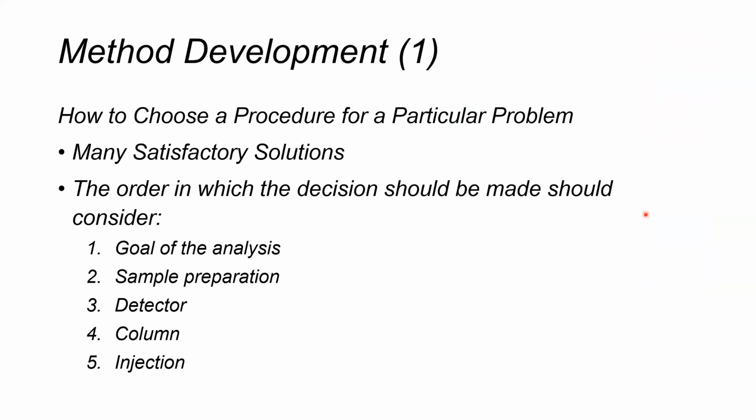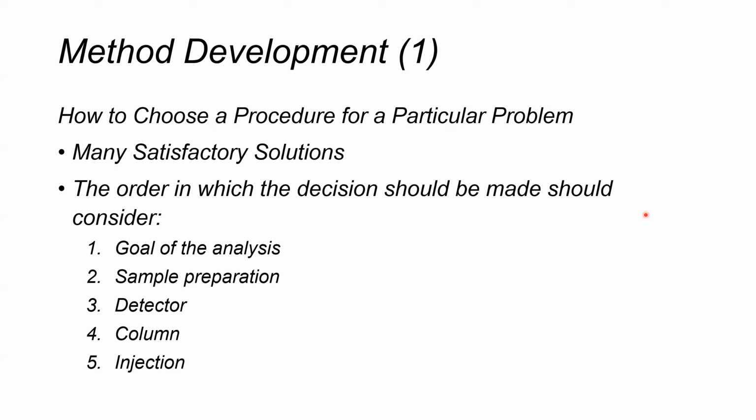Okay, method development in GC. So how do we choose a procedure for a particular problem? There are many satisfactory solutions to a particular problem. Usually it's a combination of multiple different factors, like which stationary phase, which mobile phase, how should I inject the sample. There are usually many options, and many of them will give good results. So it can be difficult to find the one which gives the best results.